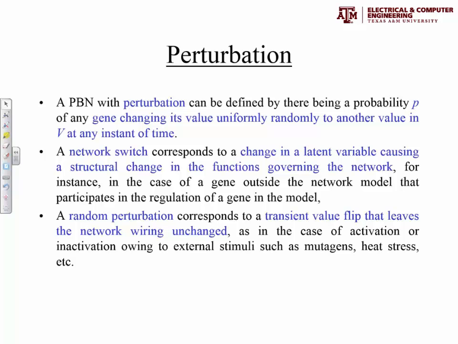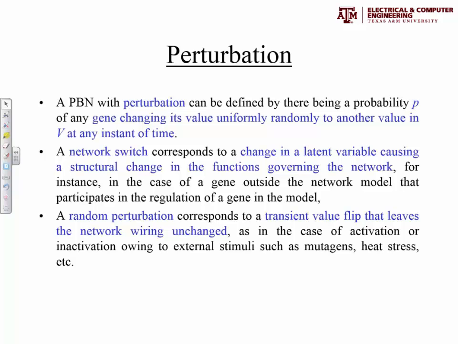So a PBN with perturbation can be defined by there being a probability p of any gene changing its value uniformly randomly, because you could have multi-valued genes. If it is binary valued, there's a small probability that it could change between one of those two values. If there are 10 values, there'll be a small, uniform probability of changing to any of those other 9 ones. So you have two things here: a network could switch, and you could also have a gene flipping.